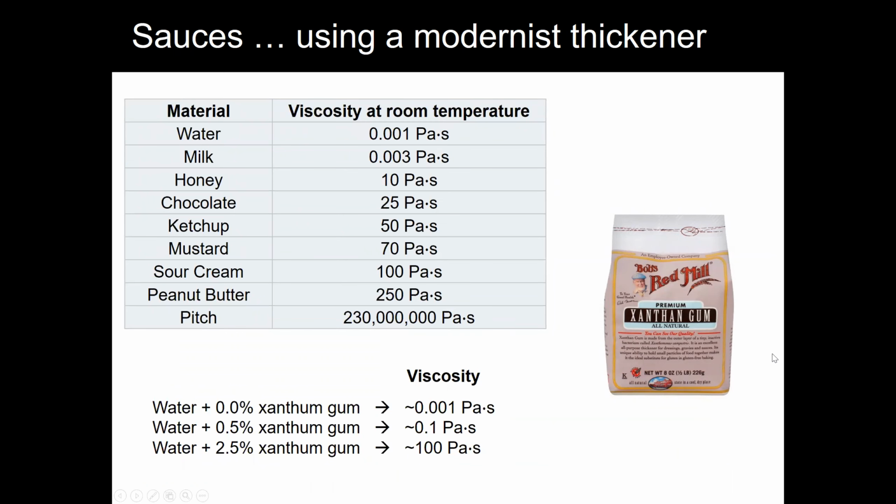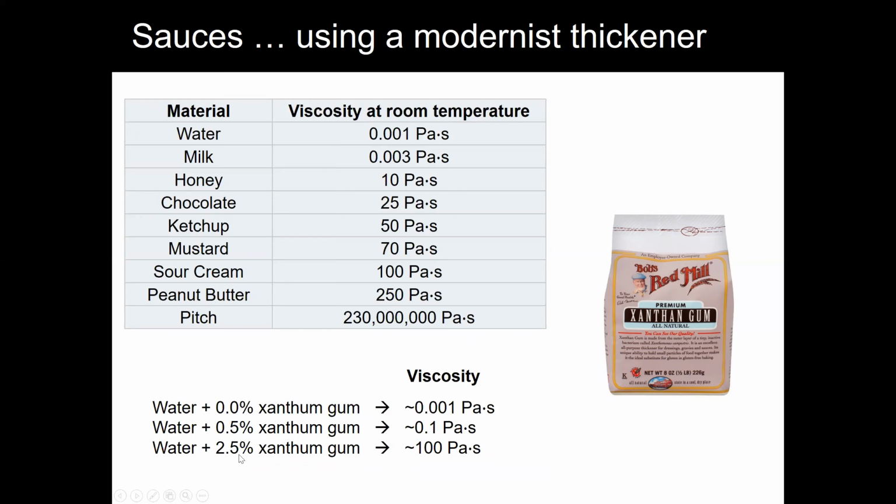The example we've been talking about is xanthan gum. So I just want to give you a sense for the effect that xanthan gum can have. Water with no xanthan gum has a viscosity, surprise, surprise, of water. If I add just 0.5% xanthan gum, the viscosity has gone up by a factor of 100. So it's 100 times higher than it once was.